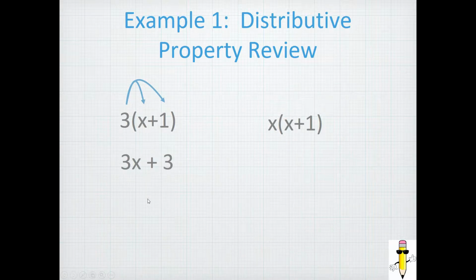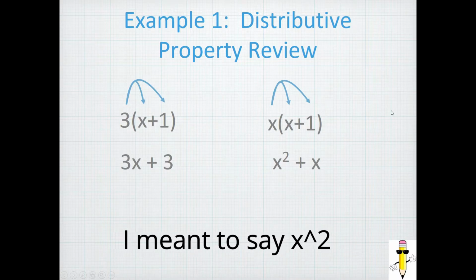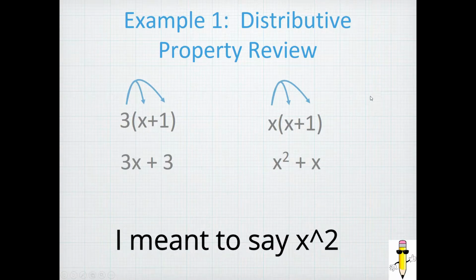And the other one, we're going to take the x and apply it, and we're going to have x squared. Then we take that and apply it to the 1, and that gives us x. The reason it's x squared is because it's x times itself, so it becomes an exponent. Because we don't know what this term is, we leave it as it is and give it an exponent. If this was 3 times 3, it would be 9. But since we don't know what x is, we just say it's x squared.